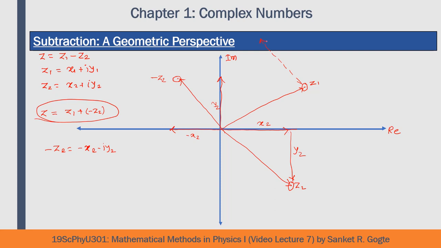Then I draw another vector at the head of z2. Then I draw a vector parallel to z1, with the same length as z1, at the head of z2, and this addition z1 plus minus z2, which is basically z1 minus z2, is given by this vector. This is the position vector, so this is the point which is the subtraction of z2 from z1. So this is how subtraction is very similar to addition. By reversing the sign, you can subtract one complex number from another complex number.